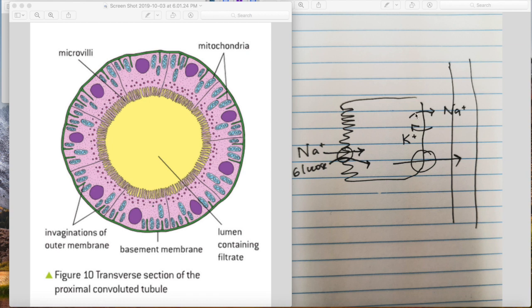Okay, so again, sodium is pumped into the blood, and glucose is co-transported and moves into the blood. Chloride ions, that's Cl minus, will follow the movement of the positive ion. So it will simply diffuse into the blood. And then if all of those ions are present here, through osmosis, it will cause water to move from the inside of your tubule out into the blood.